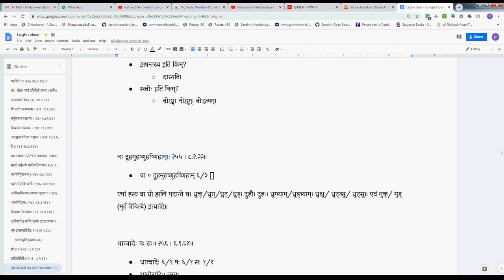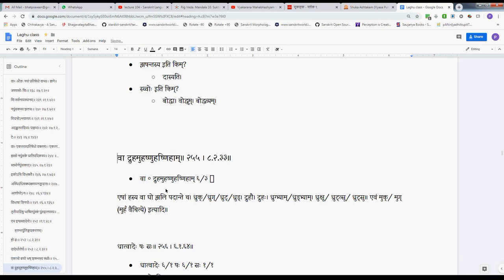Then what, in extra sutra we saw, something else happens in the anga. But here, it can be a dadi dhatu, which ends with hakara, or you can have other dhatus which are not dadi, but they are ending with hakara. But they optionally take gha. So, va druha muhashnuhash niham. Va druha muhashnuhash niham. What happens there? Va vibhasha is mentioned there. As to what happens, we'll see. Esham hasya vagha jhali padante cha.